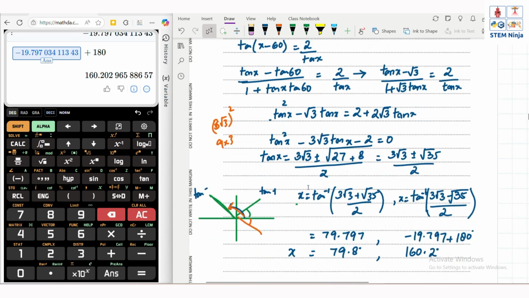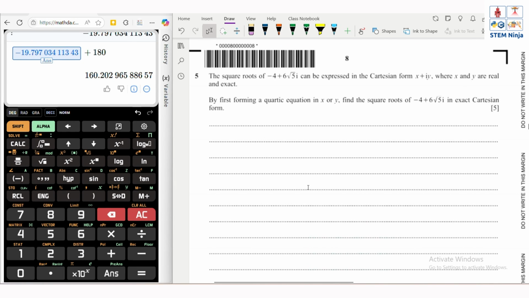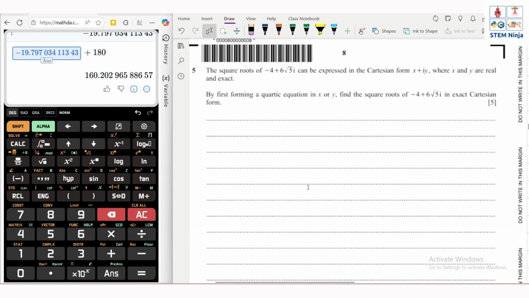All right, moving on. The square root of minus 4 plus 6 root 5 i can be expressed in the Cartesian form x plus iy, where x and y are real and exact. By first forming a quartic equation in x or y, find the square roots of minus 4 plus 6 root 5 i in its Cartesian form.